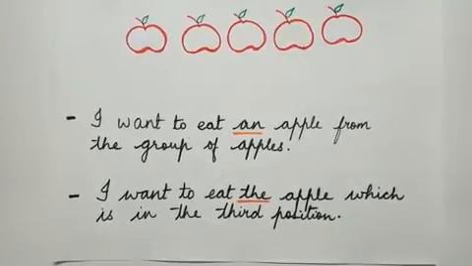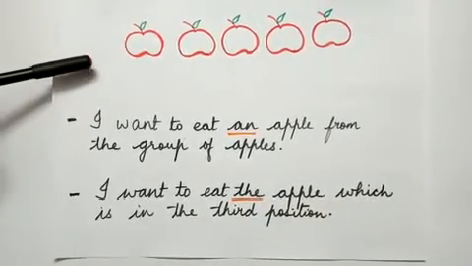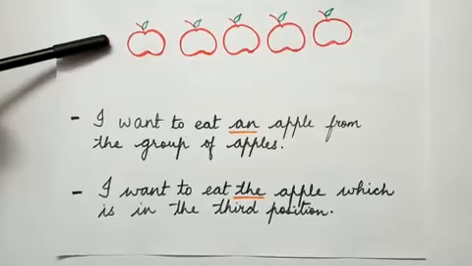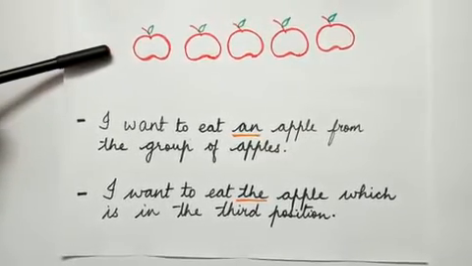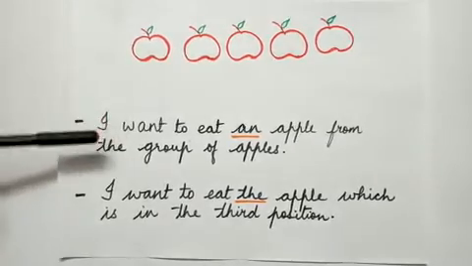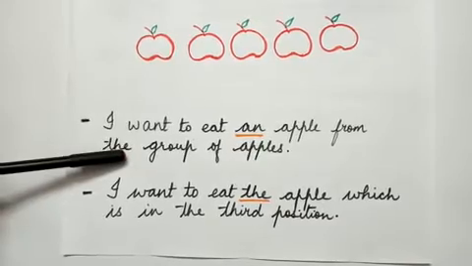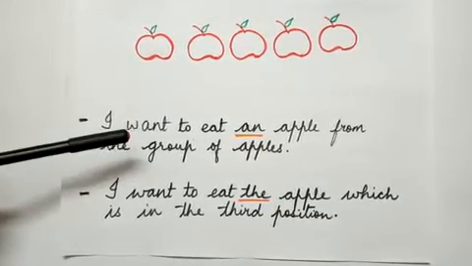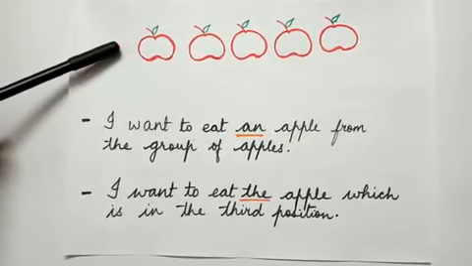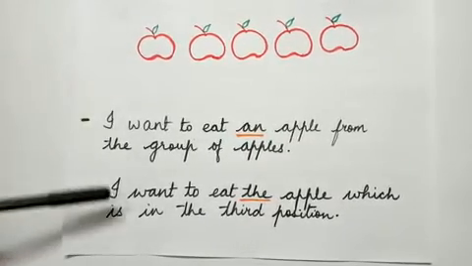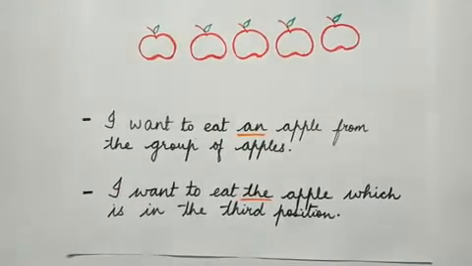To understand the types of articles better, let us take an example. There is a group of apples kept in a row. Now, if I want one apple, then I'll say, I want to eat an apple from the group of apples. But if I want to eat a particular apple from the group of apples that are kept in a row, the apple of my choice, then I would say, I want to eat the apple which is in the third position.